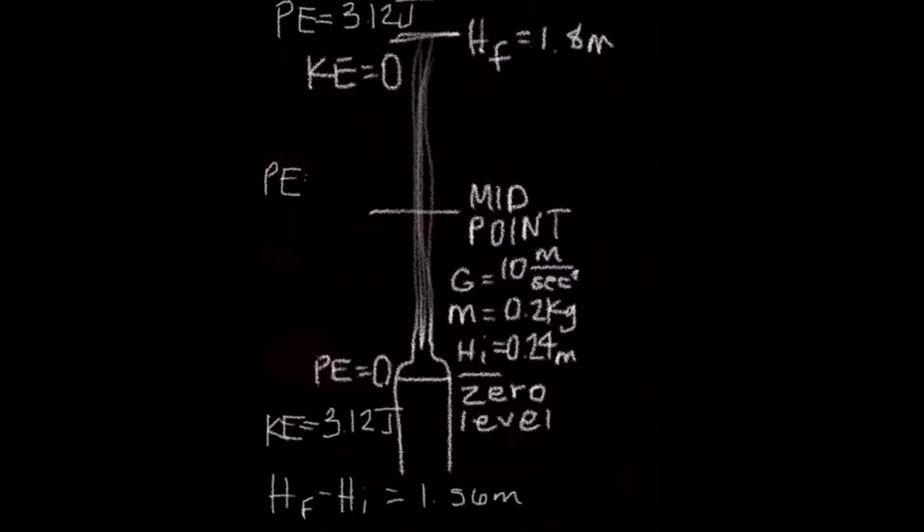In order to calculate the PE and the KE at the midpoint, we can simply divide 3.12 joules by 2. This would equal 1.56 joules. Therefore, the PE would be 1.56 joules and the KE would be 1.56 joules. When added together, the sum would be 3.12 joules, the total mechanical energy.